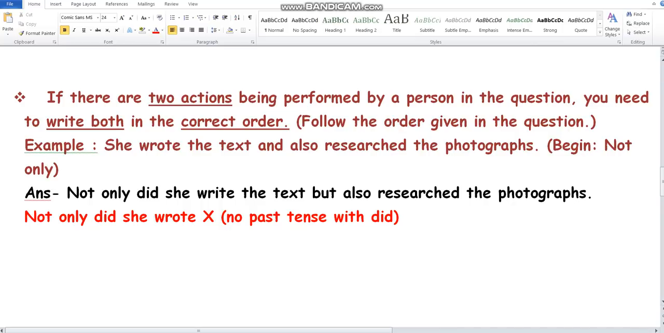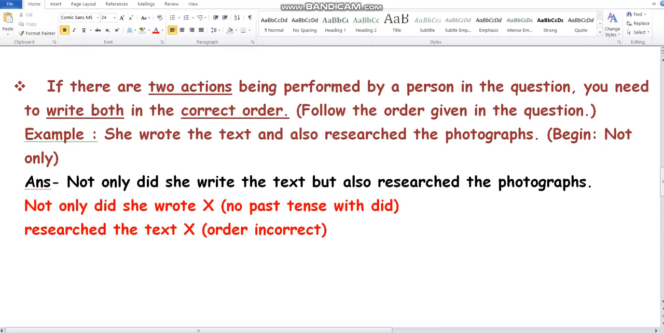Another thing that you have to be careful about is that the question says wrote the text and researched the photographs. Okay? Please do not interchange. Do not write research the text and write photographs. Remember the order and write it like this. The order is very important. Then you do not have to repeat the pronoun she.